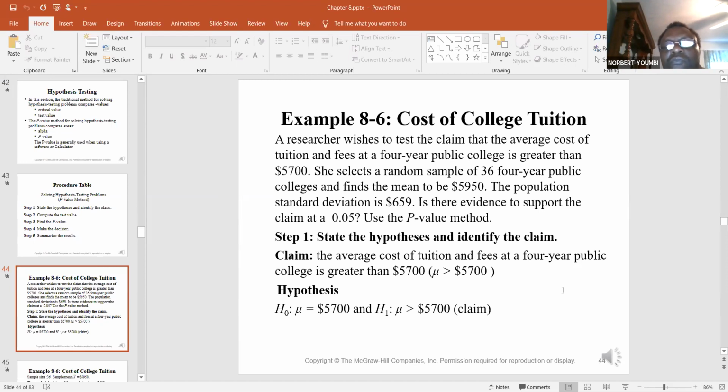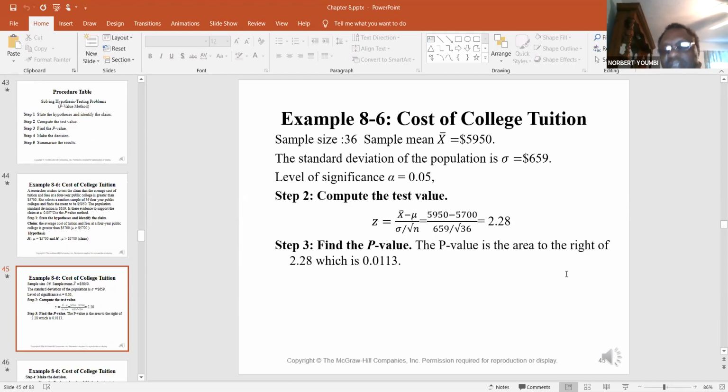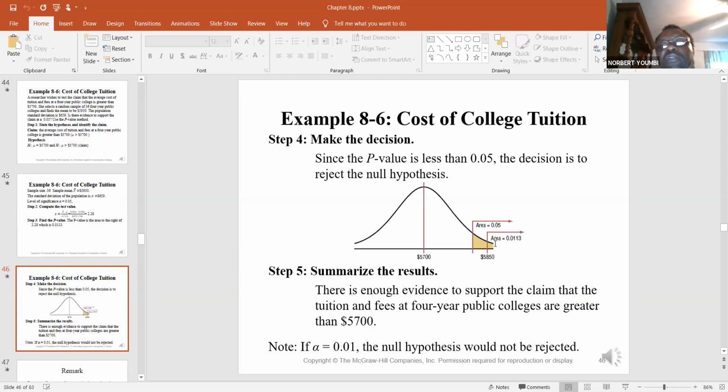So we will first state the hypothesis and now find the test value. And we will read the table to find the area to the right of 2.28. Because it's a one-tailed test, we find that area to be 0.0113. So we compare it to alpha. Because that area is less than alpha, we reject the null hypothesis. And then we support the claim.